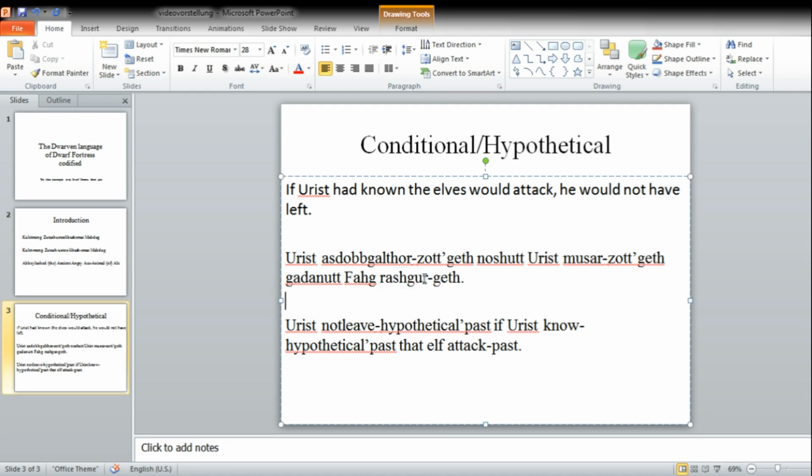There's no zot with rashgur, which means that the attack is not hypothetical. Rashgur did happen. There was an attack. It's not hypothetical. But the hypothetical part is Eurist knowing and leaving, because he did leave, and the hypothetical thing is him not leaving. So that's why zot is necessary up here, but not down here. So you have to think about what the sentence really means.